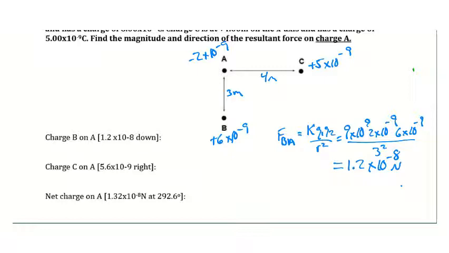And now we want to figure out the direction. So A is positive, B is negative, so they're going to attract. So if they attract, A is going to be pulled down, B is going to be pulled up. But in this case, we only care about the net force on A. And A is being pulled down.